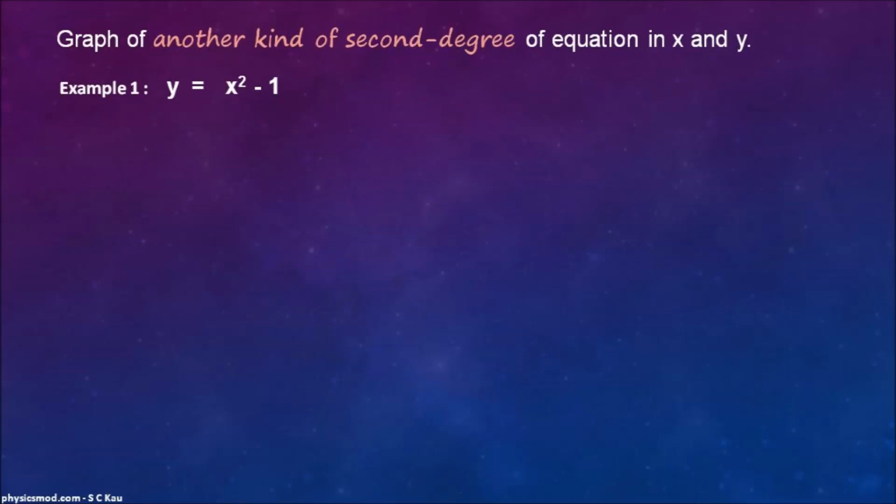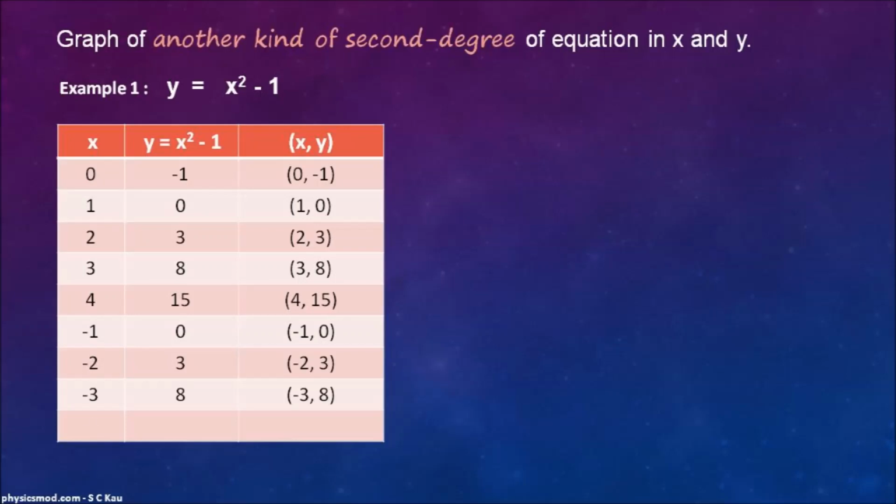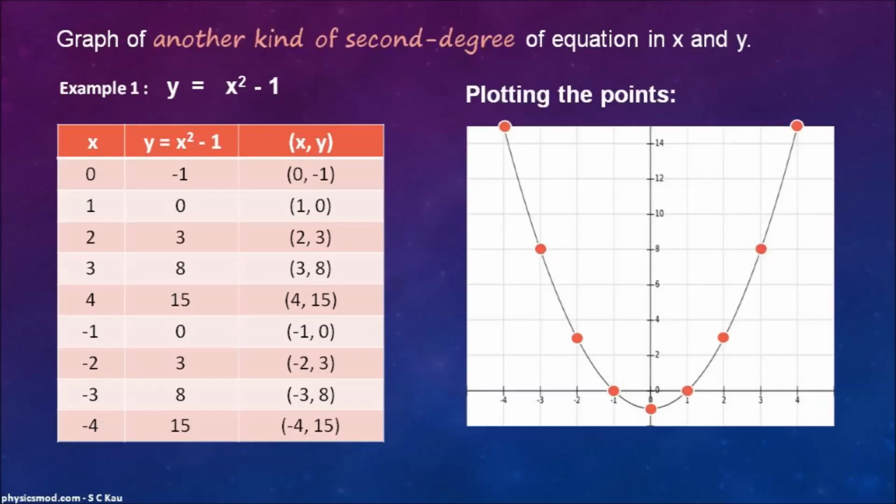If x is 0, y is negative 1, and we have an ordered pair 0, negative 1. When x is 1, y is 0, and so on. Now, when x is negative 1, y is also 0. When x is negative 2, y is 3. In this equation, whether x is a positive or a negative real number, y is the same. Plotting the points and connecting with the line, we have this graph.